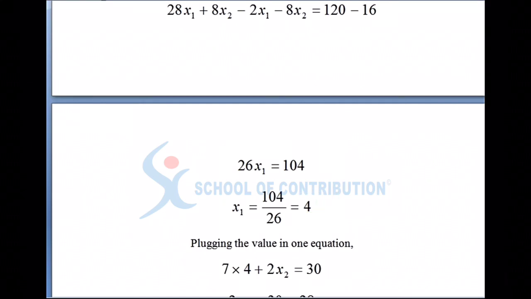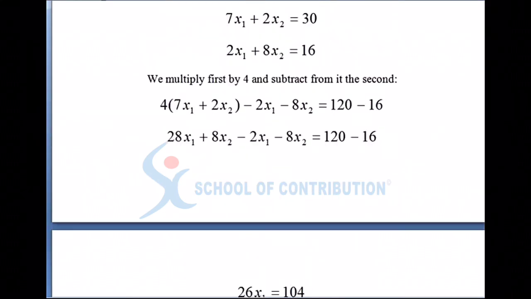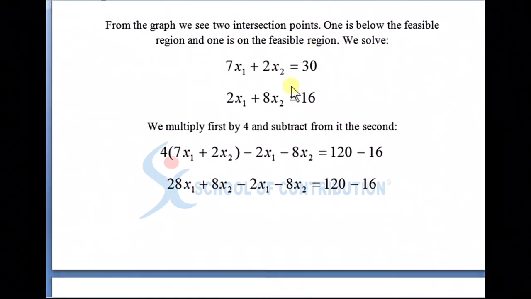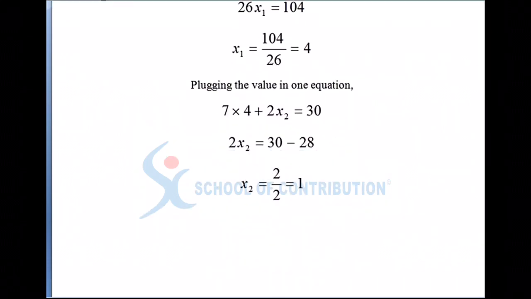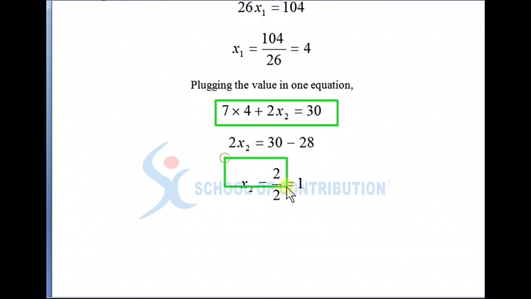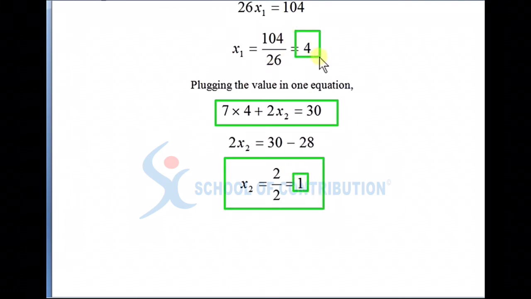Now once we get our value of x1, we can put the value of x1 into the first equation or the second equation, either one of these equations, to get our value of x2. So if we put the value of x1 in the first equation, we see that 7 into 4 plus 2x2 equal 30, then ultimately we get the value of x2 equal 1. So this is the value of x2, this is the value of x1. Okay, so this is our solution at the intersection point where the first equation and third equation intersect in the graph.